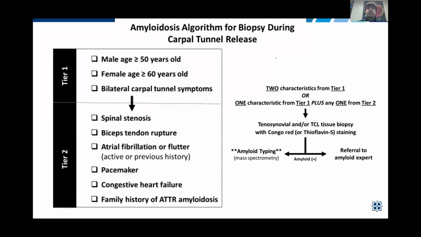There are some issues with implementing this and workflow. It's a multi-departmental algorithm that we need to get buy-in from hand surgeons, and we need to figure out how to institutionalize this in each department.